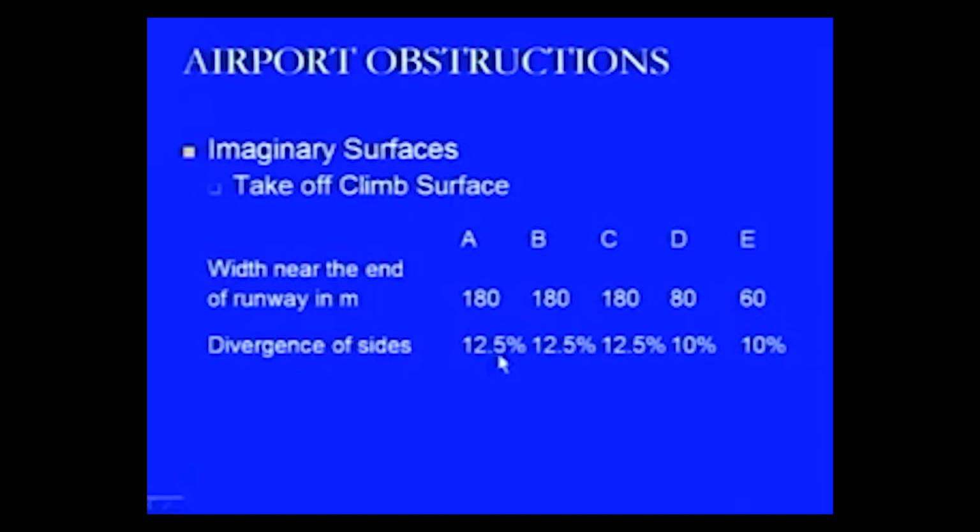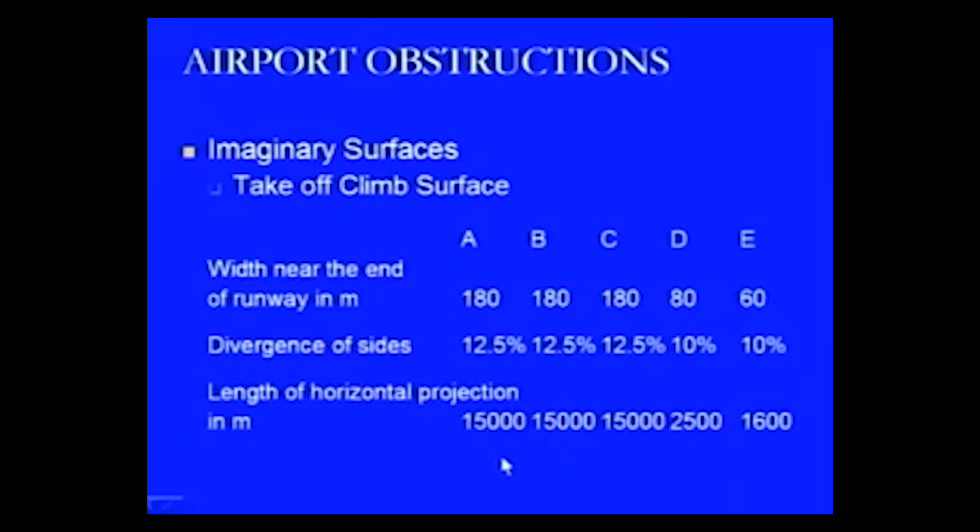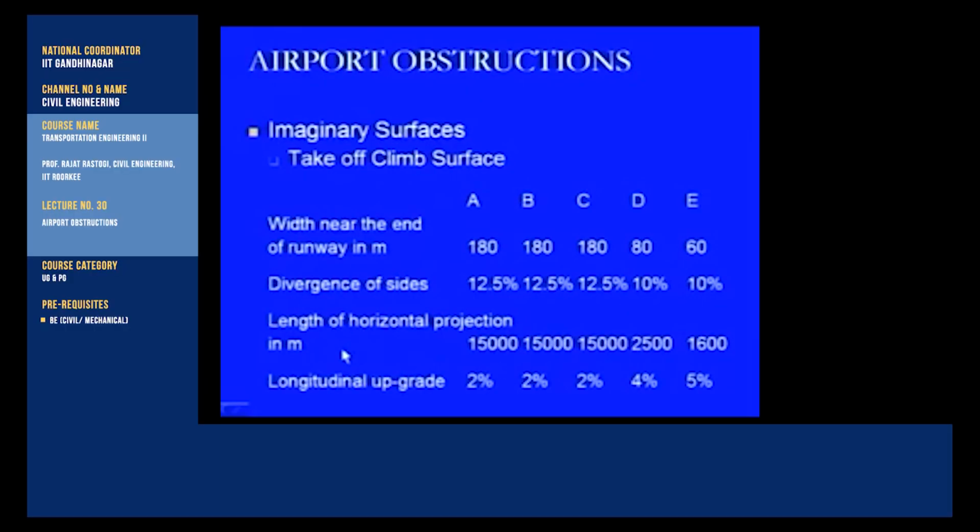As we have seen previously, it is 12.5% here in the case of A, B and C, and 10% for D and E category. Length of horizontal projection in meters is 15,000 meters up to C and 2,500 meters for D and 1,600 meters for E. And longitudinal upgrade is 2% up to C and it is 4% for D and 5% for E. So, that is how the dimensions of this takeoff climb surface, which is again trapezoidal in shape, are fixed.